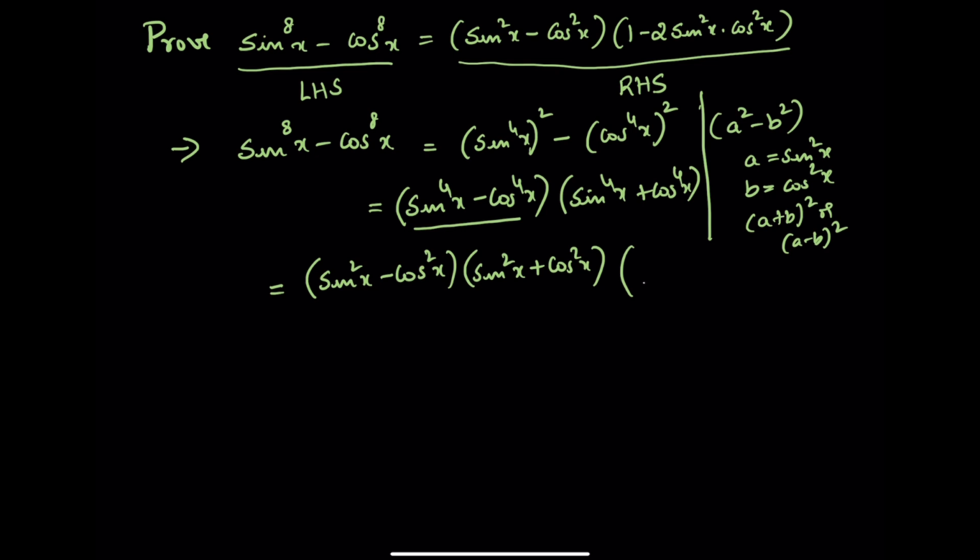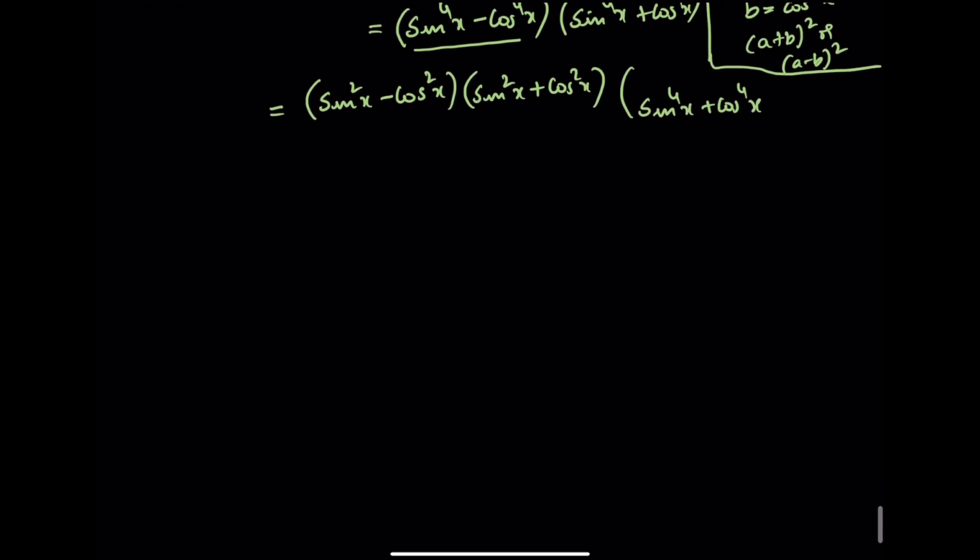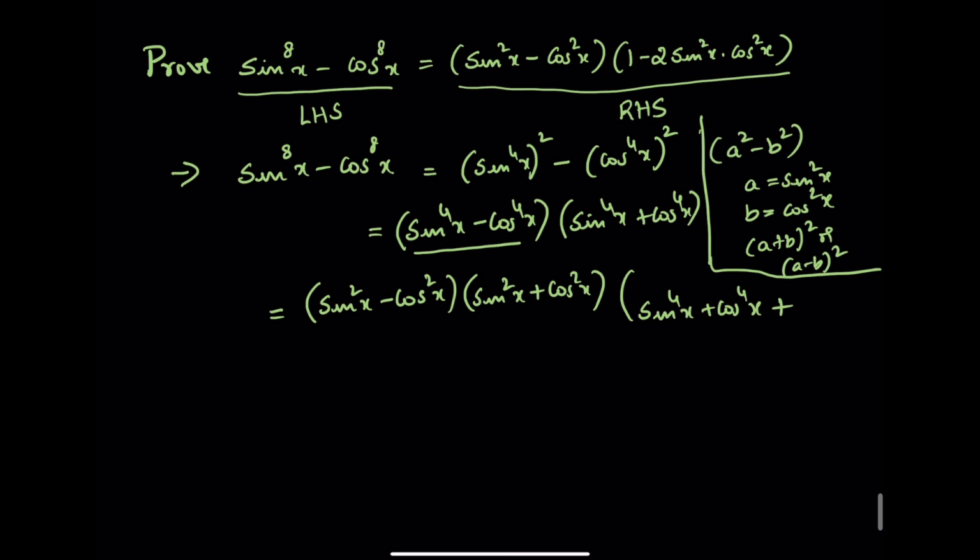So what we can do is, let's write it as sine to the power of 4x plus cos to the power of 4x, which is existing, and we can add 2 sine square x cos square x and also subtract 2 sine square x cos square x. So that way the value of this equation does not change because you are just adding and subtracting the same value. Now let us solve this further.